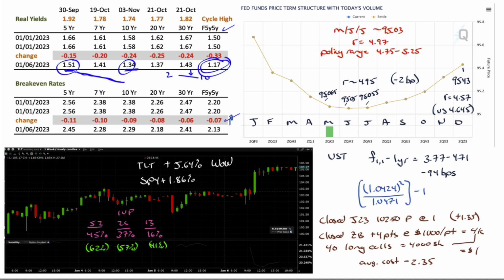Let's go over to the Fed funds term structure here. Last week, May, June, July, the index was roughly around 95.03 across all three, which implied a rate of 4.97. So a target range somewhere between 4.75 and 5.25. It's hard to say it's 4.75 to 5 when it's bumping up against the 5. Well, pull back a little bit this week, down 2 basis points, 4.95.